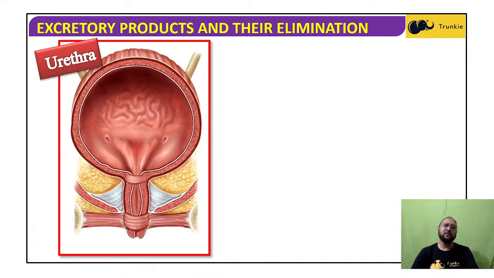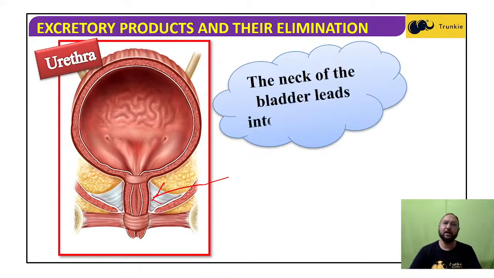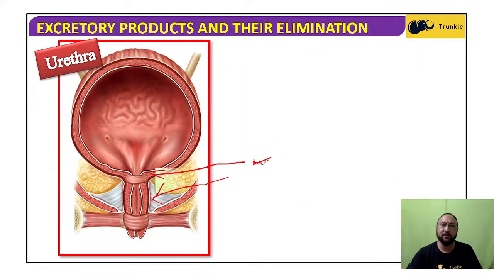So you can see this urinary bladder, the cut portion, the longitudinal section, and that is going to meet the urethra. In case of the males, it is within the penis, and the urine comes out through it. The neck of the bladder leads into the urethra. So this is the neck region, and this leads to the urethra.